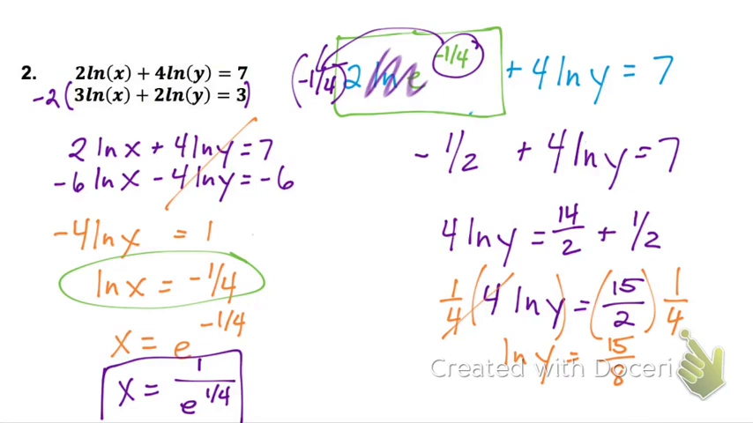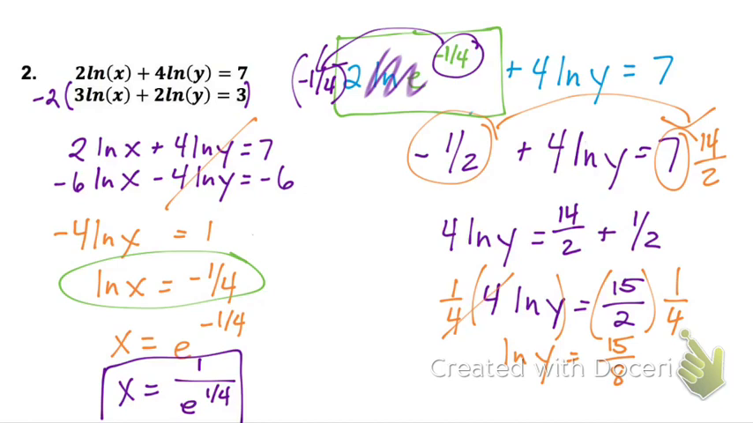And this is a case where I'd want to change it back to exponential form. Wait, how did you get the 14 over 2? I changed this 7 to be 14 over 2 so that I could get a common denominator because I wanted to move this over. Why? If you typed it in your calculator as 7 plus 1/2, you'd get 15 over 2.